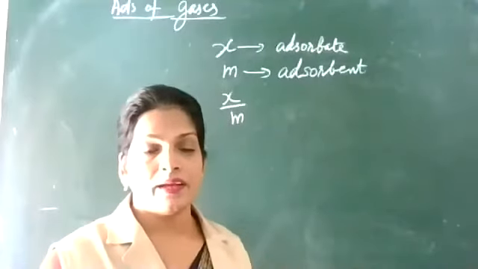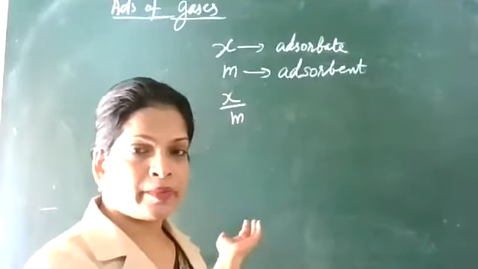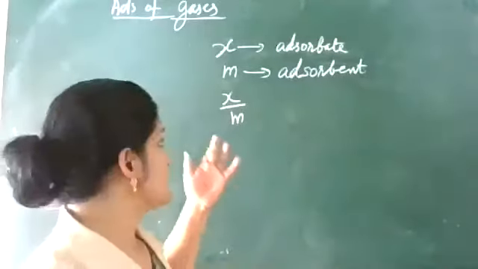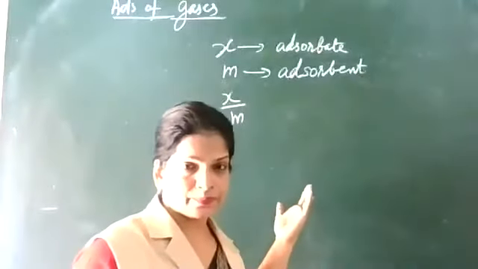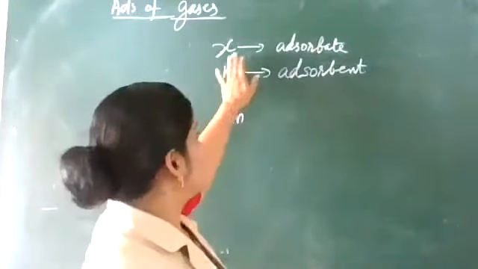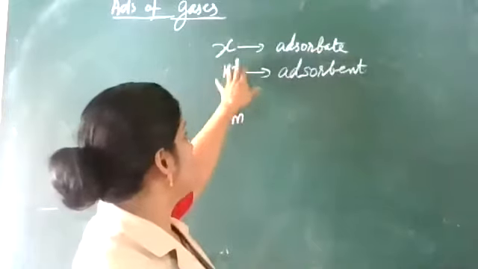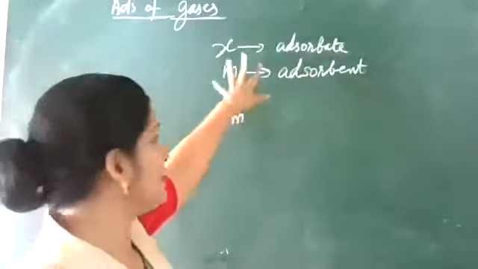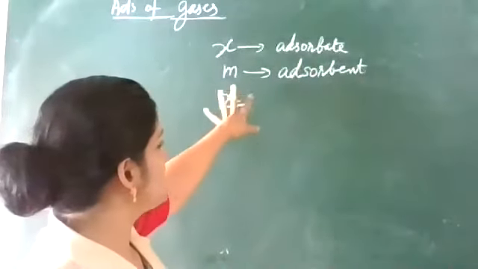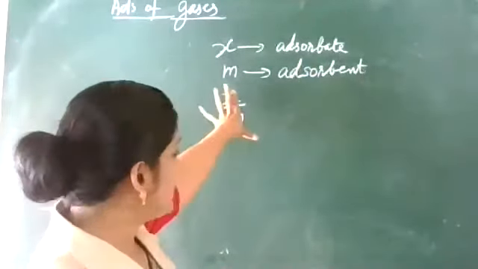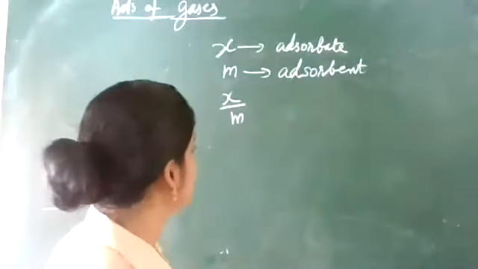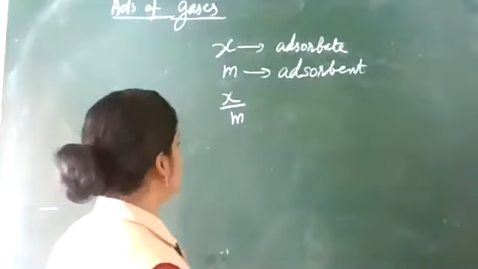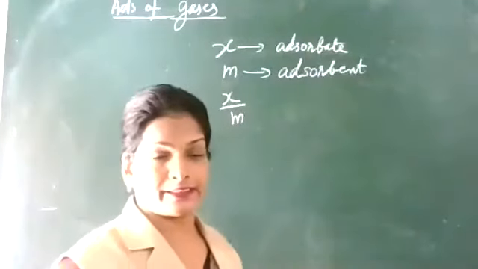What is the adsorption? M is in the denominator. M is the mass of the adsorbent, and X is the mass of the adsorbate. You have to specify what you have taken. X is the amount of adsorbed weight and M is the mass of the adsorbent. Then X by M is the extent of adsorption. This is adsorption of gases.